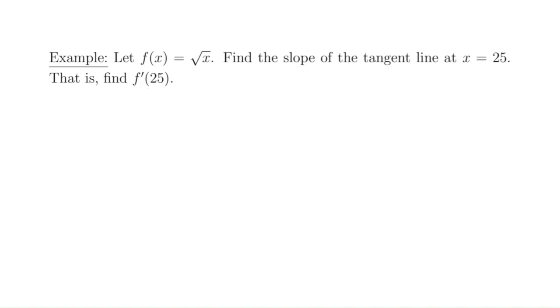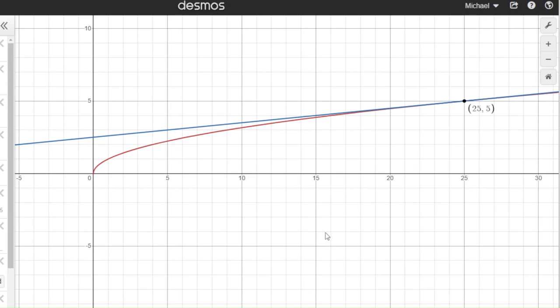So let's look geometrically here at what we're trying to do. I've graphed the function right here. Let me remove these things. Here's the function, the square root of x. Okay, and let me draw in the point 25 comma 5. And let me draw in the tangent line. Okay, the tangent line that's there is in blue.